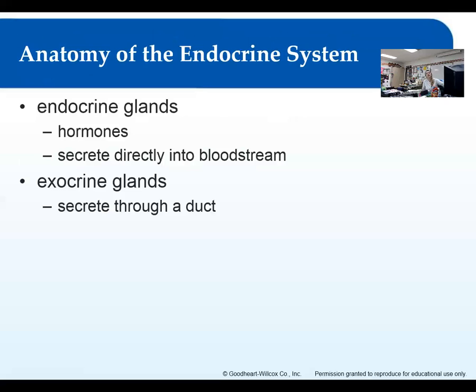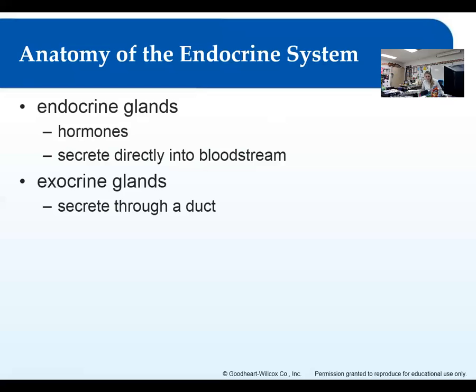Okay, so endocrine glands and exocrine glands. Endo, remember, means inside, and crine at the end of that word means to secrete. So this one literally means to secrete within. Versus exocrine: exo is on the outside, so secrete on the outside. We are specifically going to look at endocrine glands. We've already talked about a lot of exocrine glands when we did the skin.